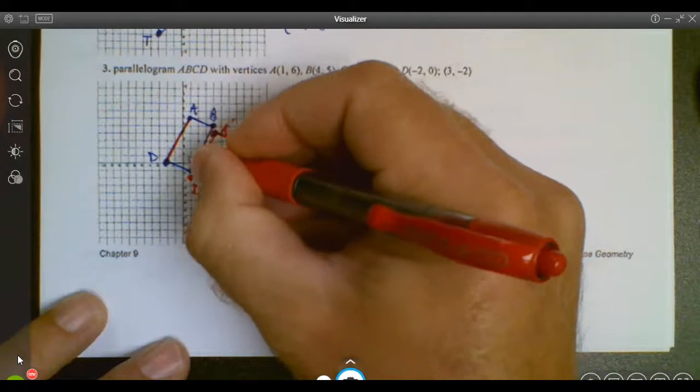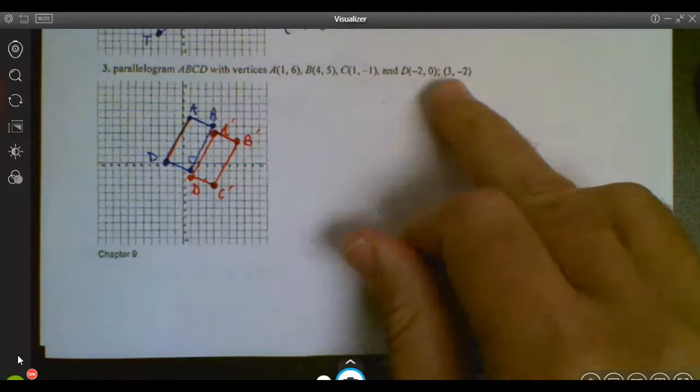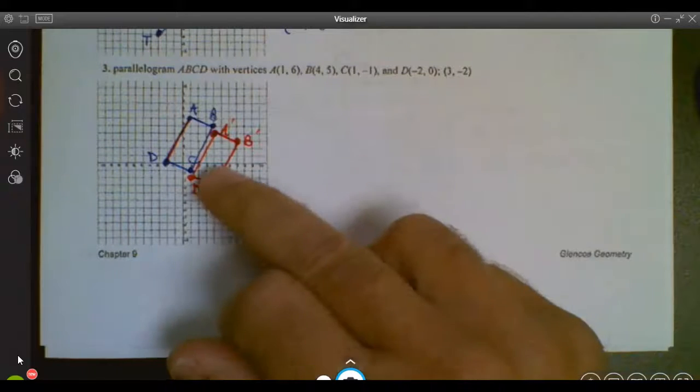Again, notice isometry, right? Identical congruent shapes. All we did was shift it. We took the blue graph and we shifted it to the right 3 and down 2, and we get a congruent figure at the end of it. So that is it for section 2.